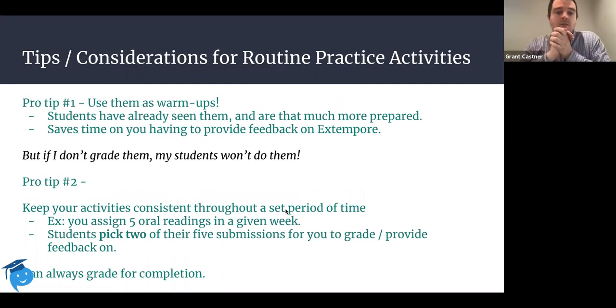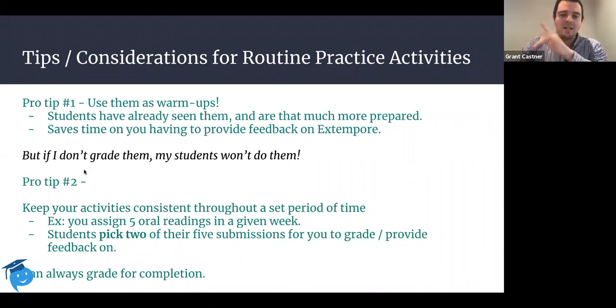Some final tips, use them as warmups, right? Students have already seen them and with this, they are already much more prepared. What do I mean by that? When I say use them as warmups, I might, for example, give an exit slip where I have a whole text, and my students have to fill in the blanks. And then on Extempore, I would give that exact same text. Say I give the exit slip on Thursday. Friday morning, I put it on Extempore for them to read again with the answers already filled in. Then come Friday morning in class, they're already seeing it. That saves a lot of time.